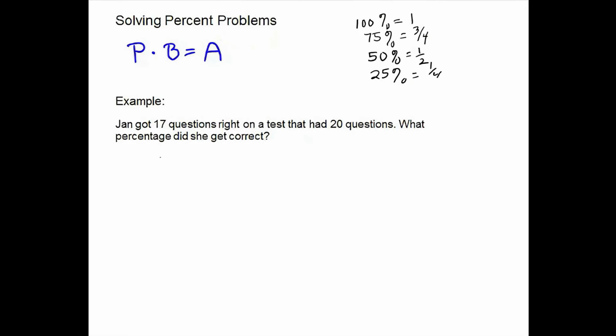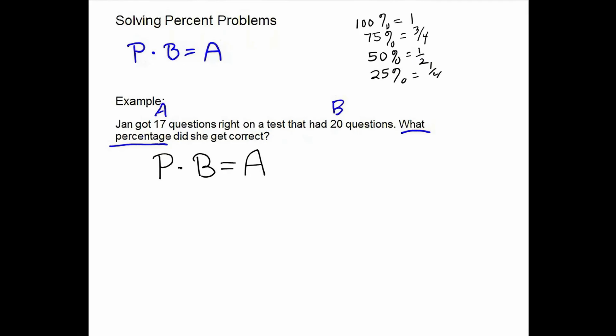So we'll write our formula. P times B equals A. And we're going to look for our percent because it says what percentage. So that's our P. So we need to figure out which one is our B and which one is our A. The B is the whole thing. It's what you're taking the percent of. So the 20 is going to be our B, and the 17 that she got right is our selected piece. That is going to be the A.